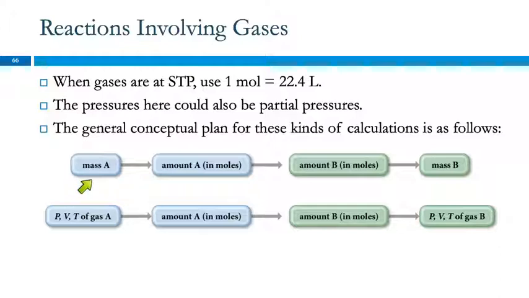Here's our general conceptual plan for stoichiometry: mass, grams to moles to moles to grams. And so here's a new variation that we could put on both ends or just one end. We can have pressure, volume, and temperature of a gas because that allows us to calculate the moles. And then we can go to moles of the other thing. And if that's a gas, we can also come up with pressure, volume, temperature of that gas product.